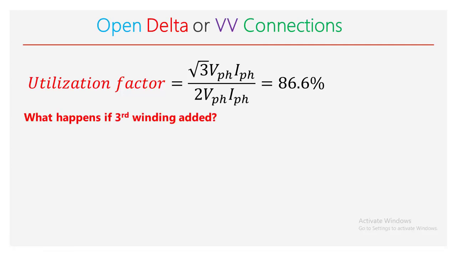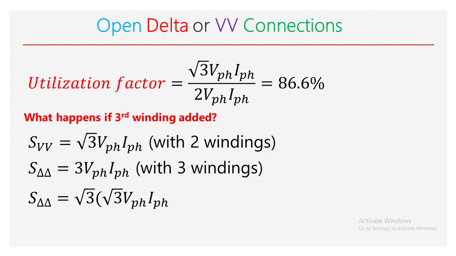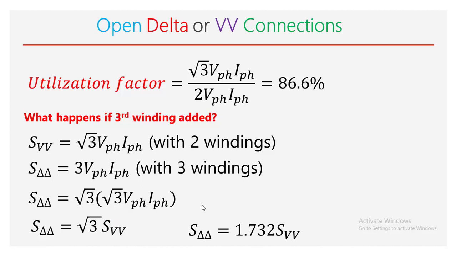Next, let us analyze what happens if a third winding is added. The power supplied during VV connection is given by this, and the power supplied during closed delta is given by this. Rearranging the above equation, where this term is equal to SVV, this can be written as: just by adding one transformer to the existing system, or one winding, the power transfer capacity is increased by 73.2% compared to that of the open delta connection.